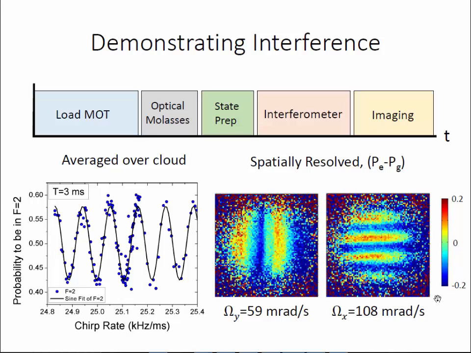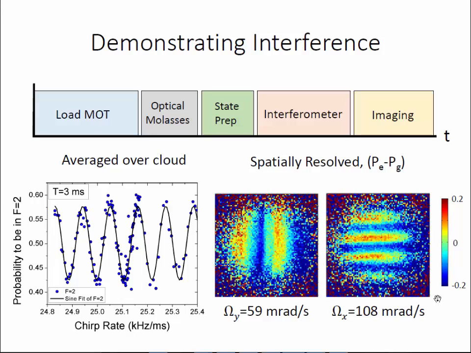If I do apply a rotation, that's when this spatial detection starts to get interesting. You can see here I've got two examples of spatial fringe patterns. The red on this color map means most of the atoms are in F equals 2, and the blue means most of the atoms are in F equals 1. And you can see that I can detect both the magnitude and the direction of the rotation rate with these spatial fringe patterns.